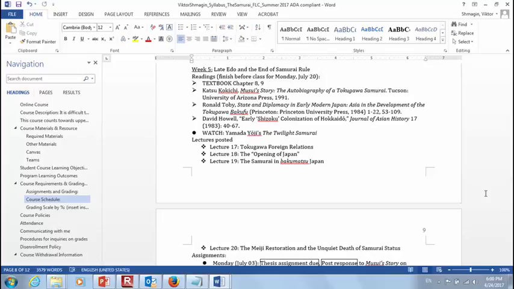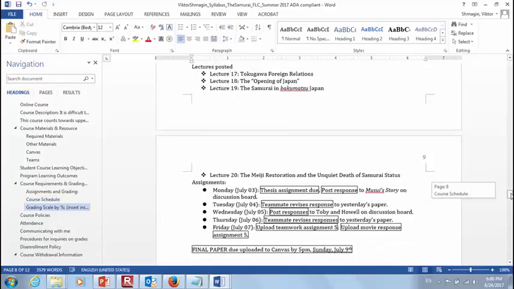And these two lectures dedicated to the Edo period will really explore what happens when you don't have war anymore, but you have a warrior class in charge of an increasingly sophisticated economy and culture, where lines between status groups are becoming blurred, when Japan, with the samurai in charge, is learning how to navigate increasingly dangerous international waters. It's just delightful. So please look forward to that.